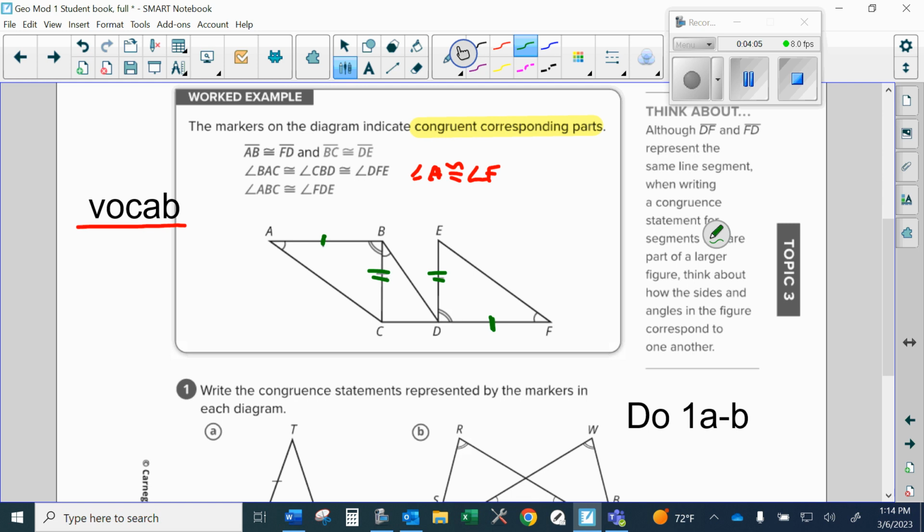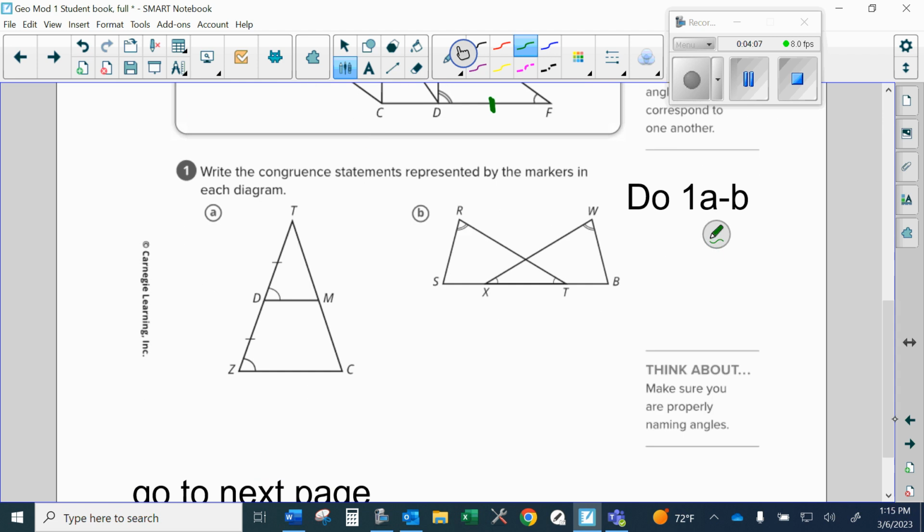Both congruent. Okay, so what we want you to do here is the same idea. Do problems 1, A and B here. Identify, just like above in that example, the congruent pieces by the markings. Go ahead and hit pause. And when you've done your 2, go ahead and hit play again and check your answers.